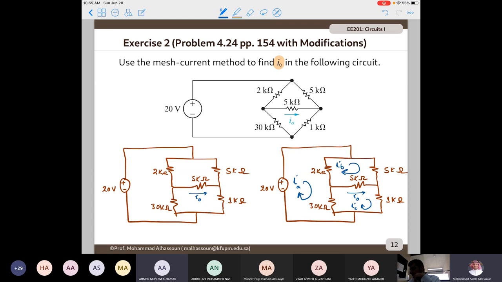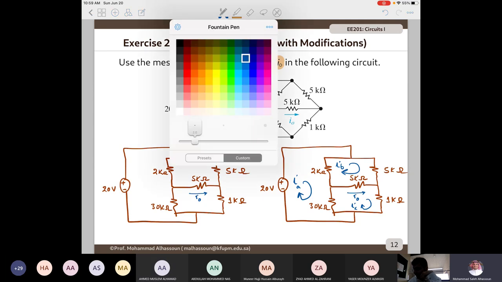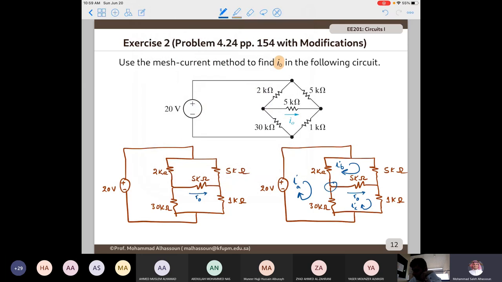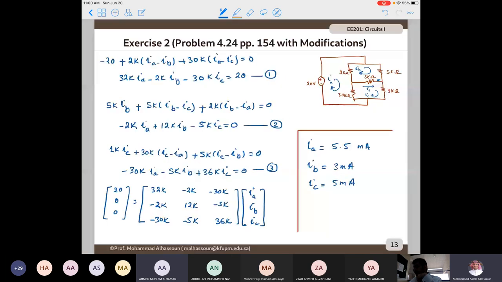Not really. Back to the equations. Try here to apply KCL. So this current is IC, this current is IB, and this current is I naught. I naught minus IB plus IC, yes, exactly. I naught would be IC minus IB, which in this case is 2 amperes.